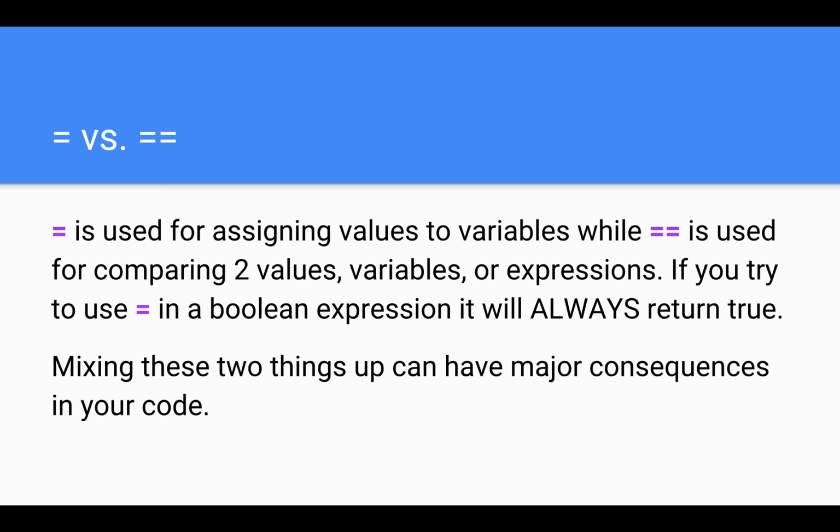So single equals versus double equals. A single equal sign is used for assigning values to variables, while a double equal sign is used for comparing two values, variables, or expressions. If you try to use a single equals in a Boolean expression, it will always return true. So mixing these two things up can have major consequences in your code.